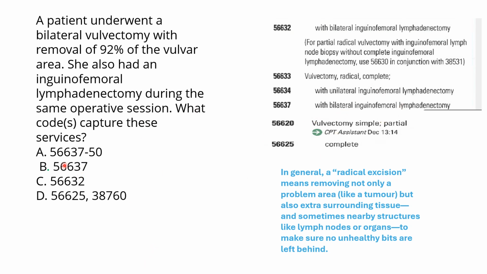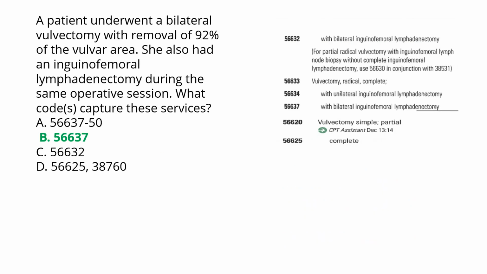And you see the code 56637, it is a vulvectomy radical complete, with the bilateral inguinofemoral lymphadenectomy. Then 632 is with a bilateral inguinal lymphadenectomy, but it is the indented code for the vulvectomy partial. And 56625 is a vulvectomy complete. Okay, so I have given you enough clues. Let me know the answer. So option B is the correct answer, 56637, which talks about the vulvectomy radical complete with a bilateral inguinofemoral lymphadenectomy, and that's what happened in the patient case.